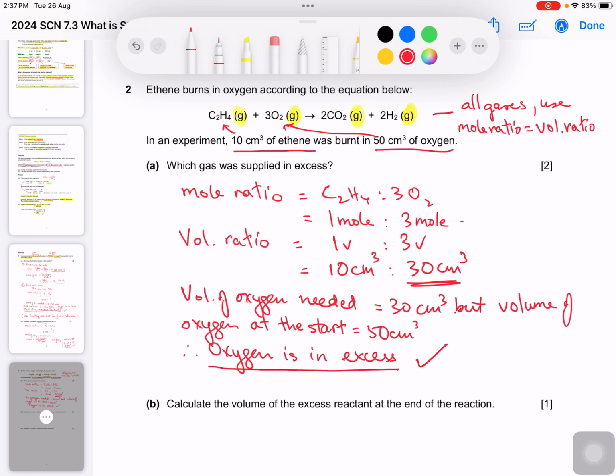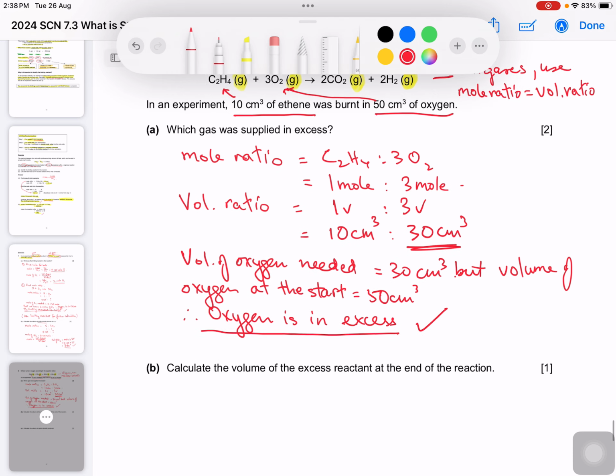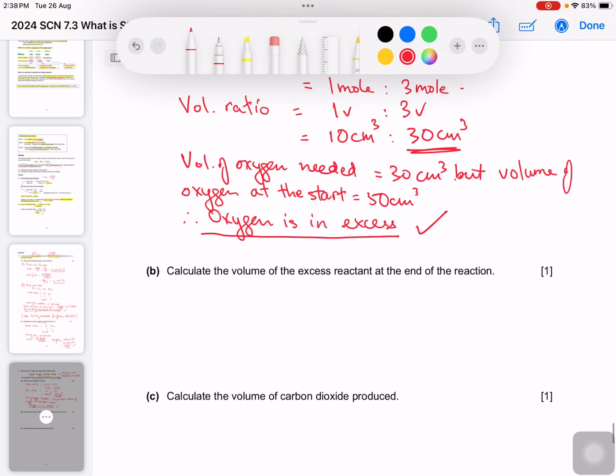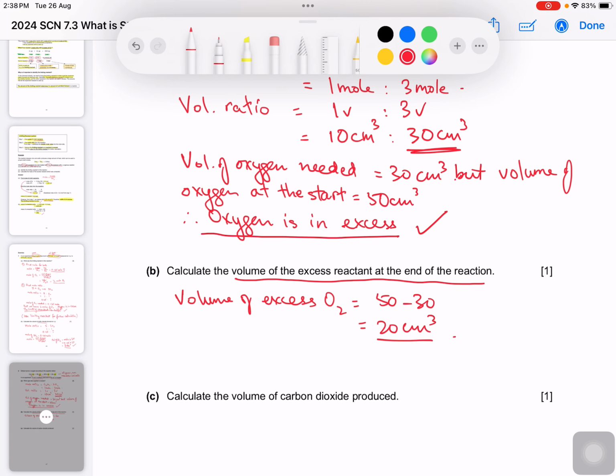That is our answer for the first part. Which gas was supplied in excess? Oxygen is in excess. Next, calculate the volume of the excess reactant at the end. So when it ended, how much oxygen will still be left behind? Volume of excess O2 will be equals to 50 minus 30, 20 cm³. So 20 cm³ oxygen will still be left behind.